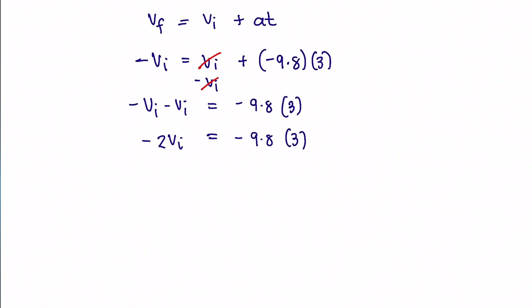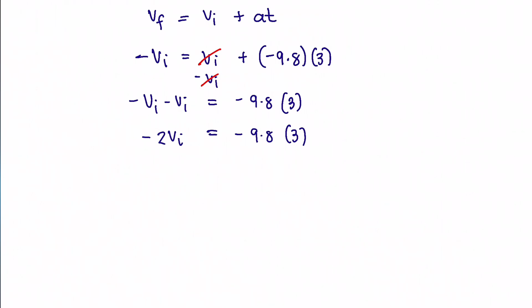Now using your calculators, I'll divide this by negative 2, and I'll also divide this by negative 2. VI is equal to, can you give me the answer, please? The answer is 14.7. And what is the unit? Speed, so it will be meters per second. All right, meters per second.